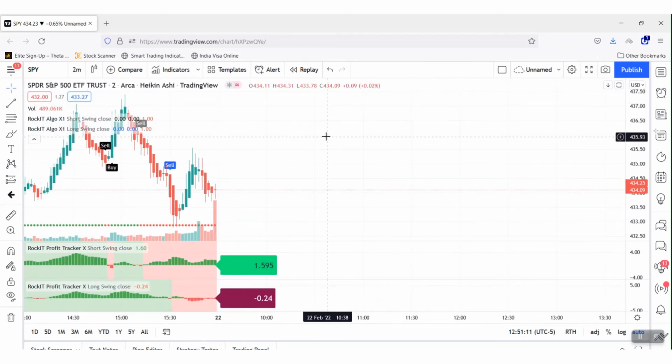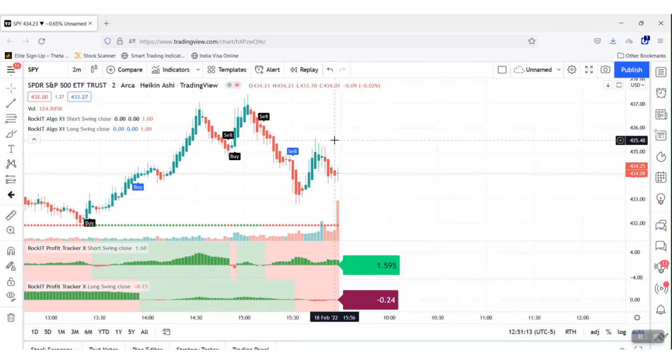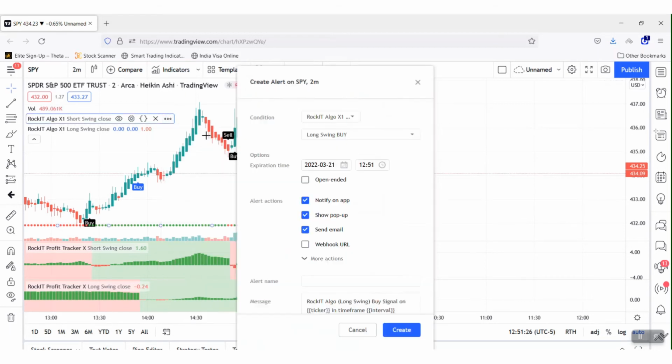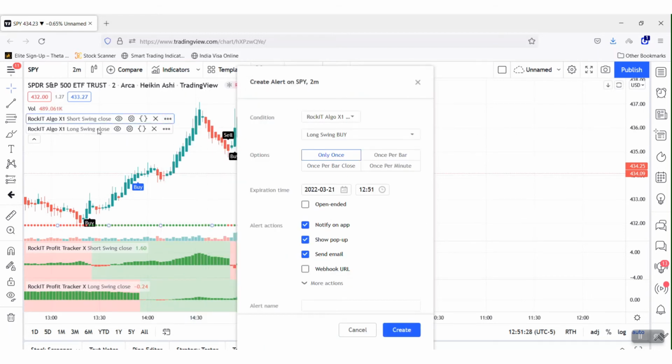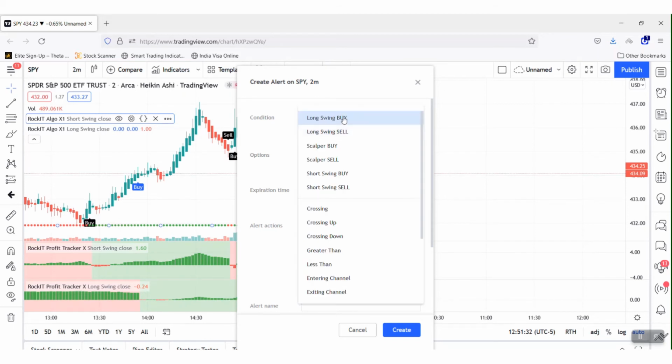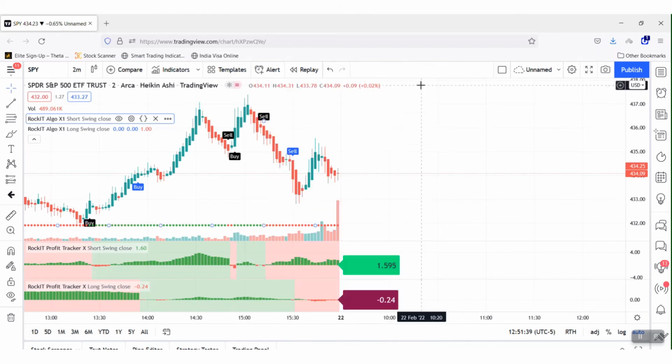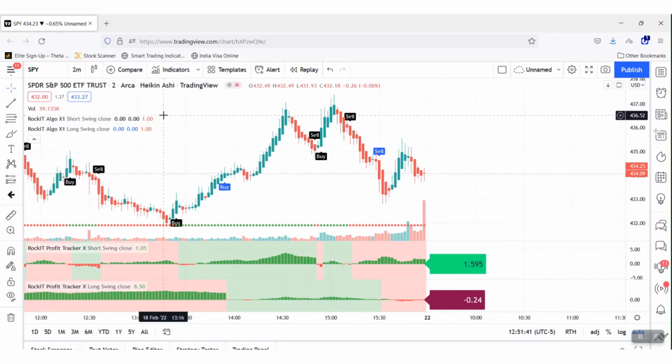Now, how to trade? You can't start in the middle, so you wait for the next signal. Now, in order for you not to miss out any signal, naturally you set an alert. You can set an alert right from the RockIT indicator here. Add alert. So since you're doing short swing and long swing, you want to add an alert for long swing buy, long swing sell, short swing buy, short swing sell. So there'll be 4 alerts for every stock and every time frame.